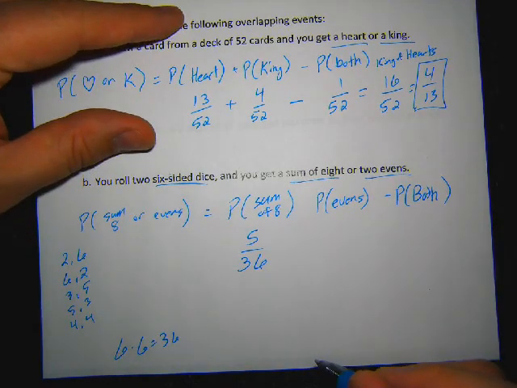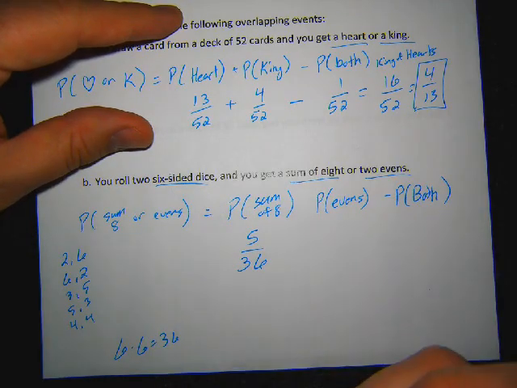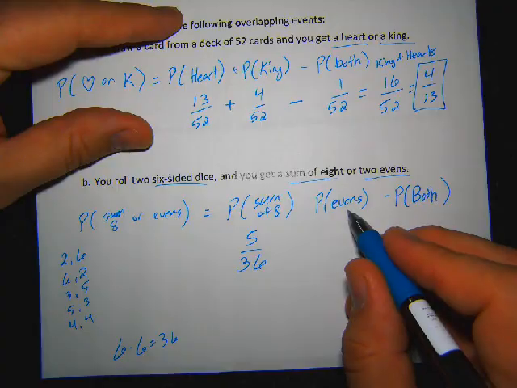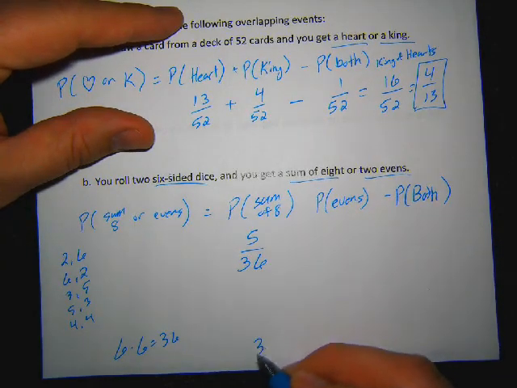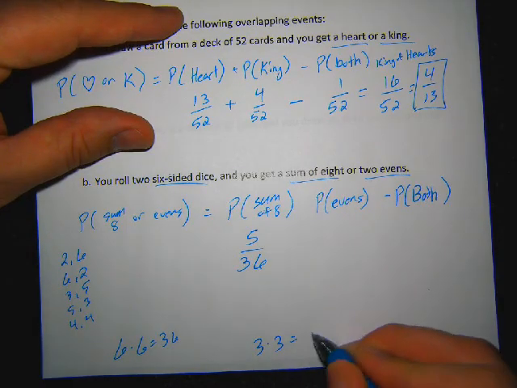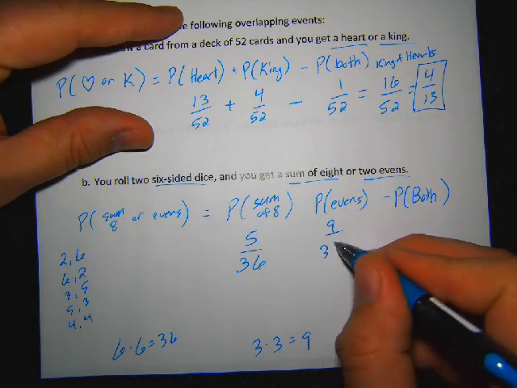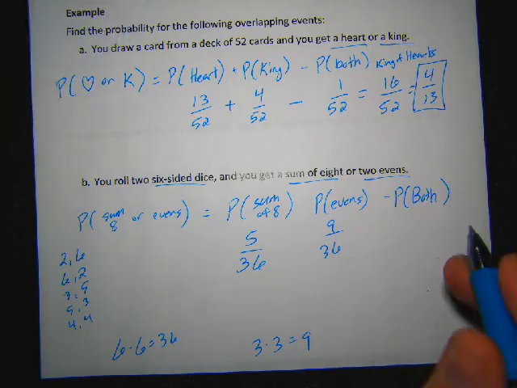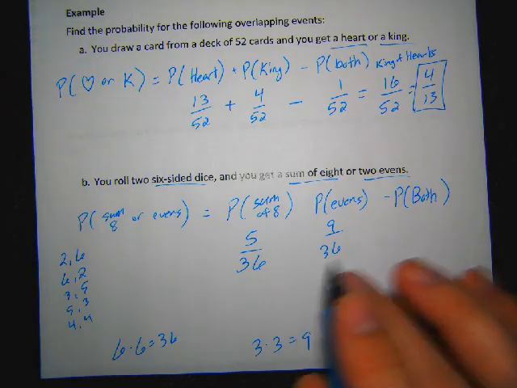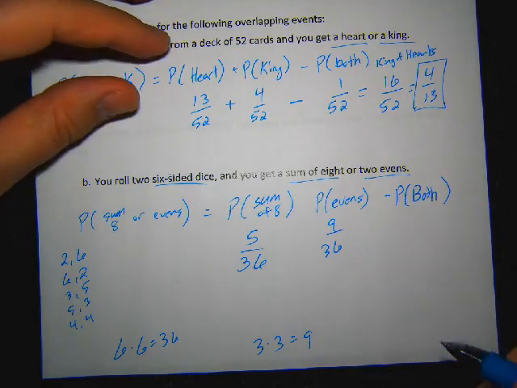Using that multiplication principle, 6 sides on the first die, 6 sides on the second die, there's 36 different outcomes you can get. Evens. So there's 3 evens on the first die, and there's 3 evens on the second die, so 2, 4, 6, 2, 4, 6. So there's actually 9 different ways to get evens. We actually did this one a little bit earlier today. So there's 9 out of 36 ways to get evens. 2-2, 2-4, 2-6, 4-2, 4-4, 4-6, 6-2, 6-4, 6-6. Those are the different evens. There's 9 of them.